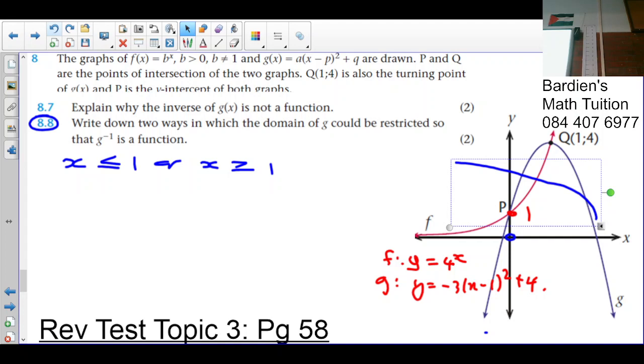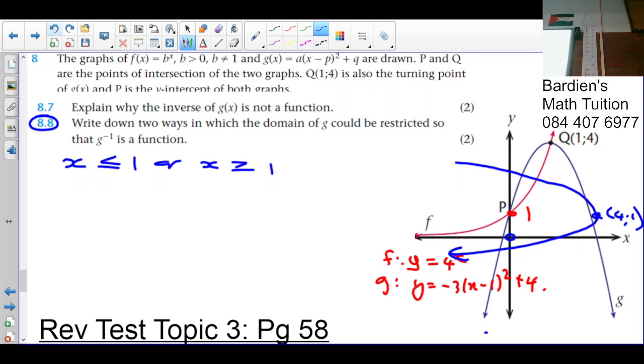But if you had put the other part of the graph here, remember that is now 4 and 1. It's not a good representation, but that's basically what's happening. This point here is that point, and that one there is of course this one. So as it stands here, this is your inverse, and it's not a function, so it does not pass the vertical line test.